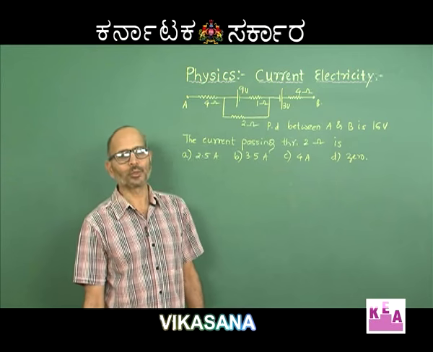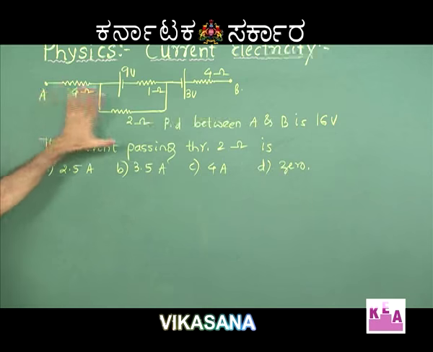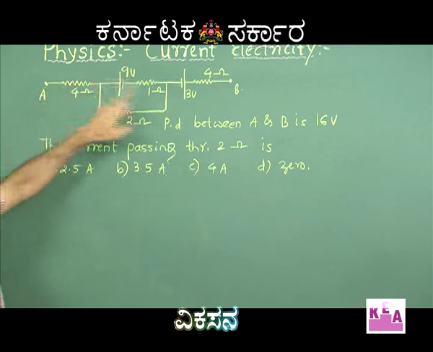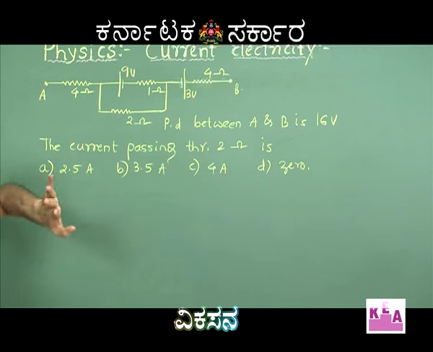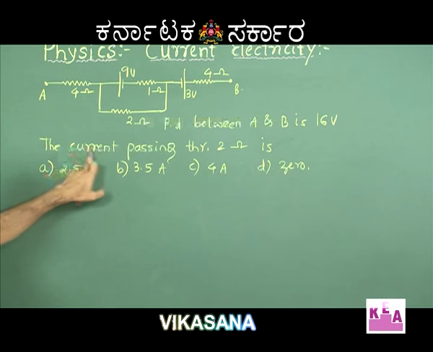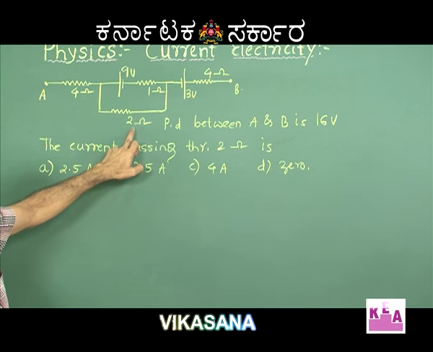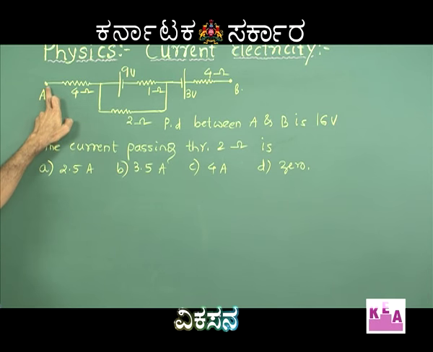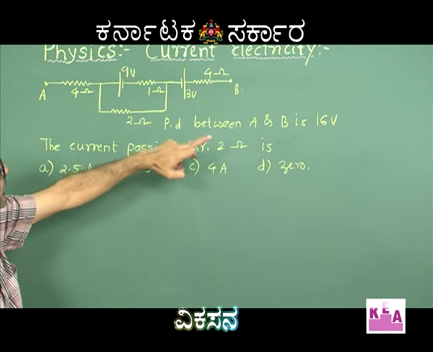So, here is one more problem. He has given you a network and says the potential difference between the points A and B is 16 volts, and he wants you to find the current which is passing through this 2 ohms resistance. It is an open network. There is a potential difference between A and B given to be 16 volts.